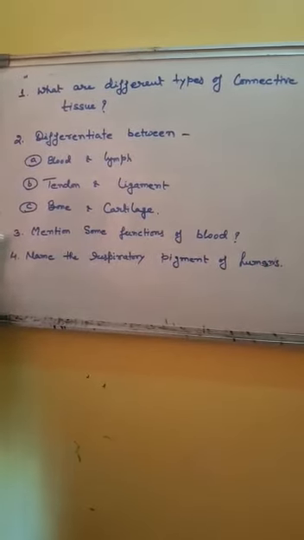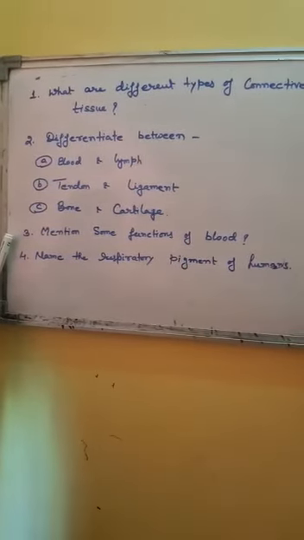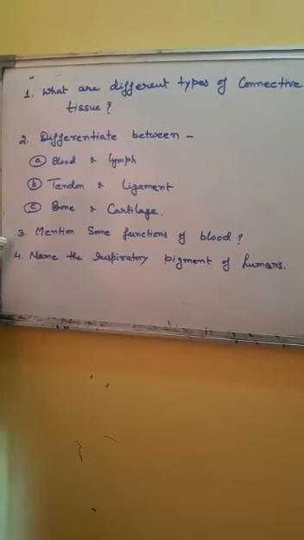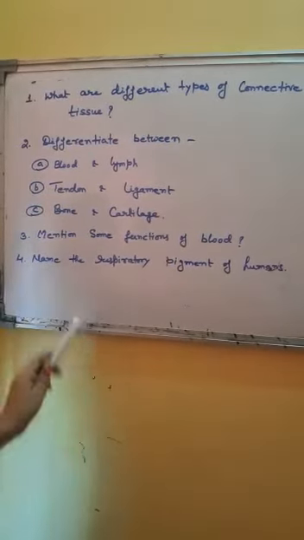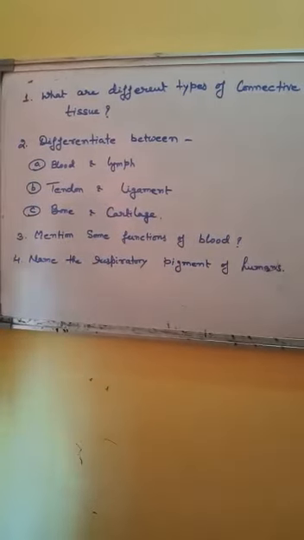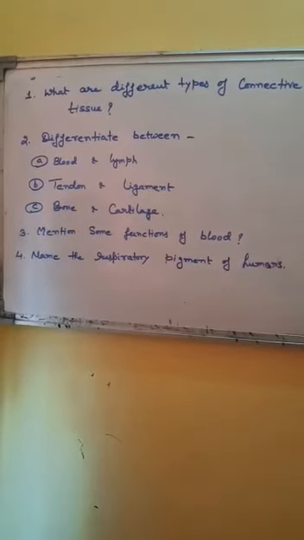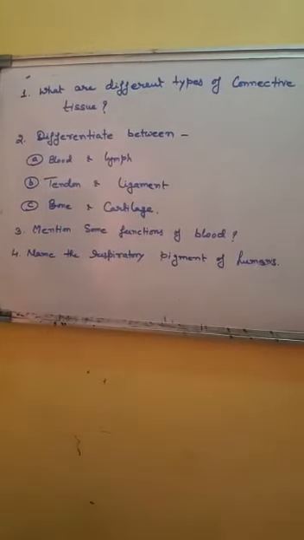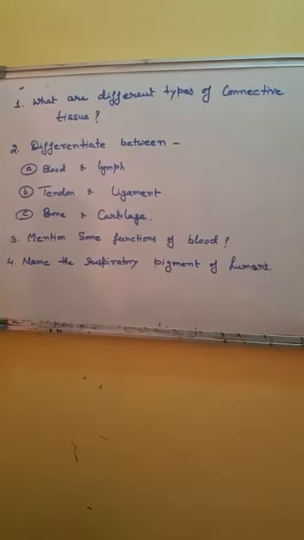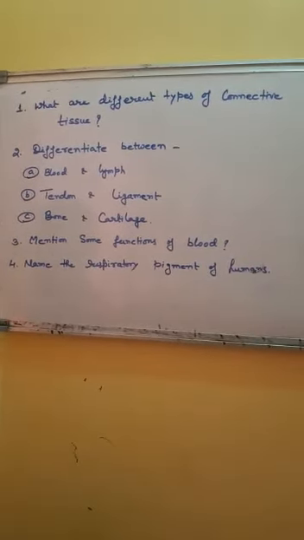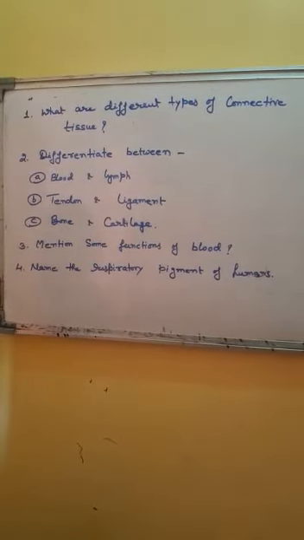The third question, mention some functions of blood. So here you will write down some functions of blood. And the fourth question, name the respiratory pigment found in humans. So you will write down the name of the respiratory pigment or oxygen carrying pigment which is present in humans. You will get all the answers in the video itself. So watch the video carefully and write down the answers.